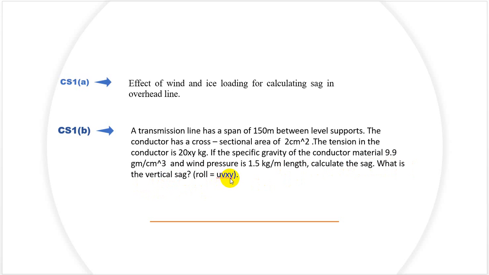Roll equals UVXY. In question number 2, I can see that the tension in the conductor is 20xy kg. The variables x and y are unknown, and roll equals UVXY. That means from my university roll number I have to take the values of x and y.